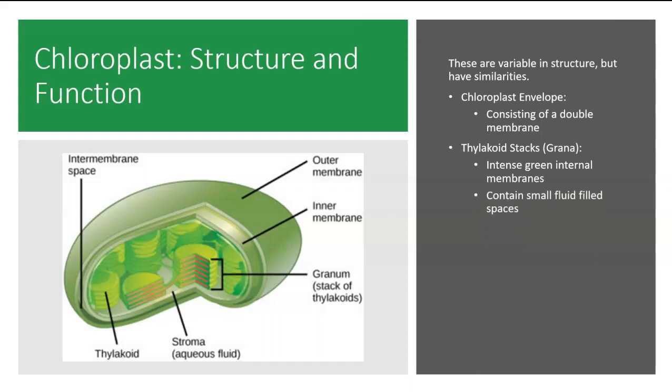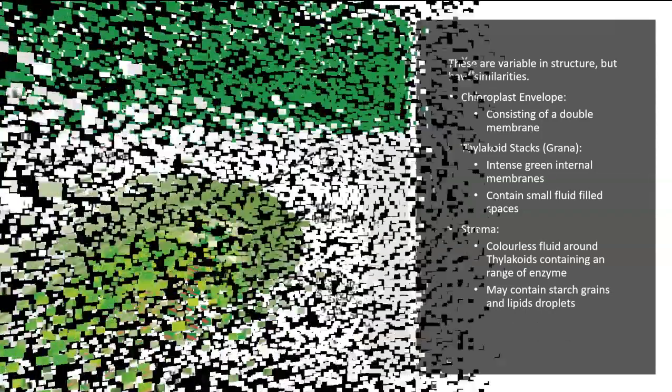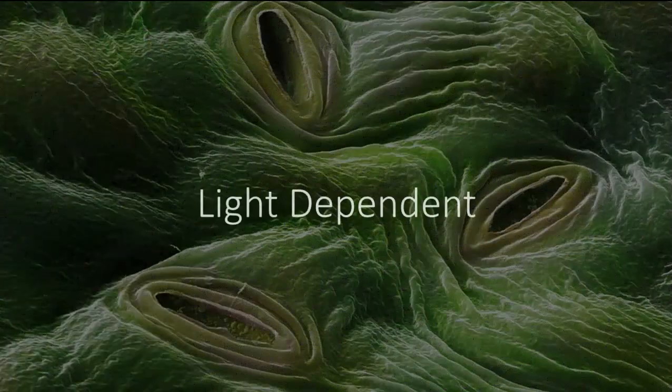They contain small fluid-filled spaces. You can see those in the diagram there, and you've got the stroma, which is that aqueous fluid there. Our stroma is the colourless fluid around the thylakoids containing a range of enzymes. It's got a real soup of enzymes in it. It might also contain some starch grains and also some lipid droplets. So that's having a look at your chloroplasts.